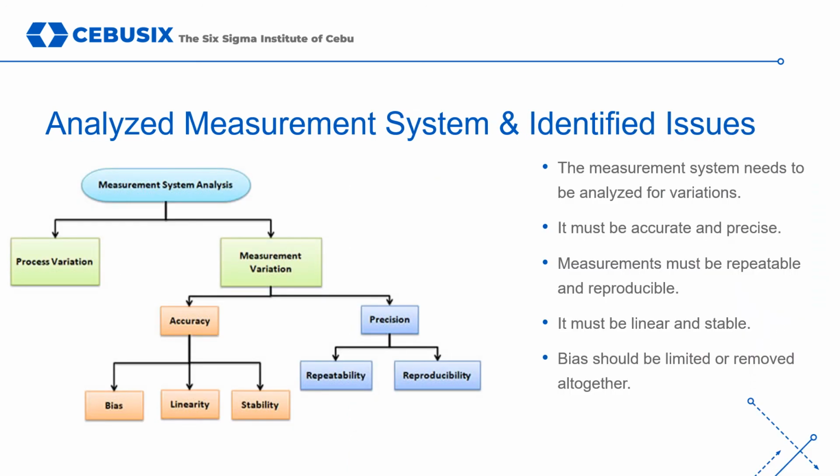By the end of the measurement phase, before we collect the data, we need to ensure that the data is accurate. And we can only do this by first analyzing the measurement system for variations. We do this to ensure that the measurements are always accurate and precise. We have to determine that the measurements are repeatable and reproducible, and that the data is linear and stable. More importantly, we have identified any potential points of bias and eliminated them from the measurement system when at all possible.